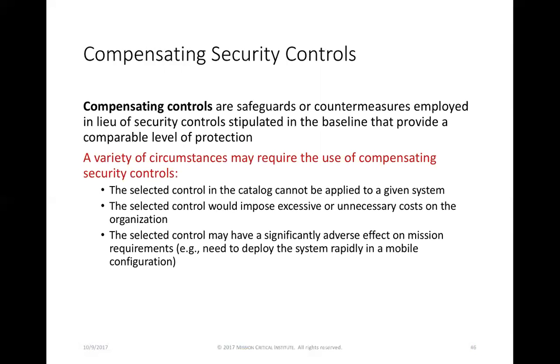Okay, compensating security controls. To break this down and make it easier to understand, a compensating control is basically a control that compensates for the possibility that you had to take another control out. So if there's a control in 800-53 that you're supposed to apply to the system, but it doesn't work quite right, or it breaks the system, or it would cause the system not to work the way it's supposed to, then you would come up with a compensating control that would provide the same type of security as the original control. That makes sense? Yeah.